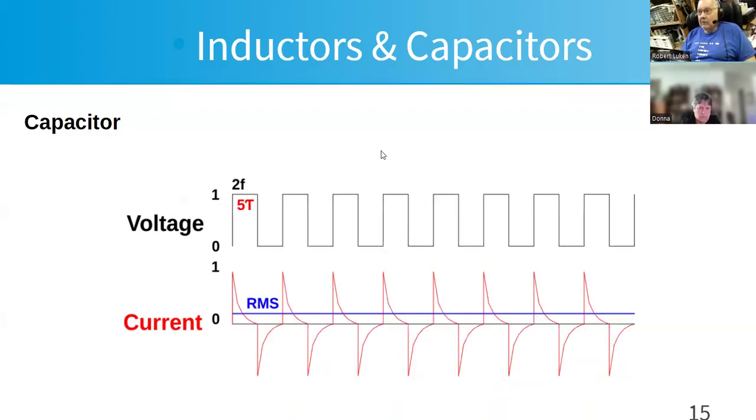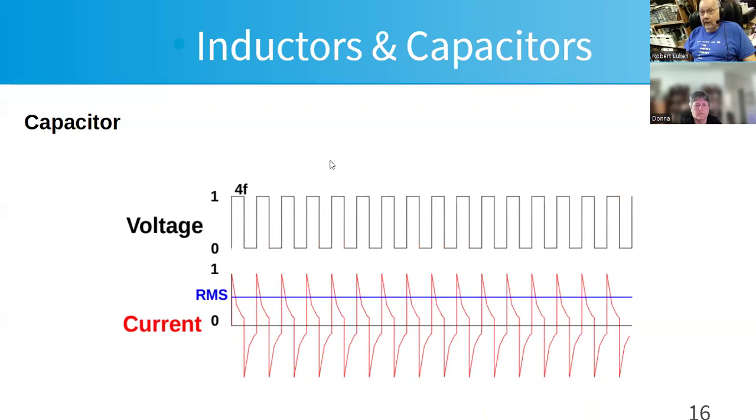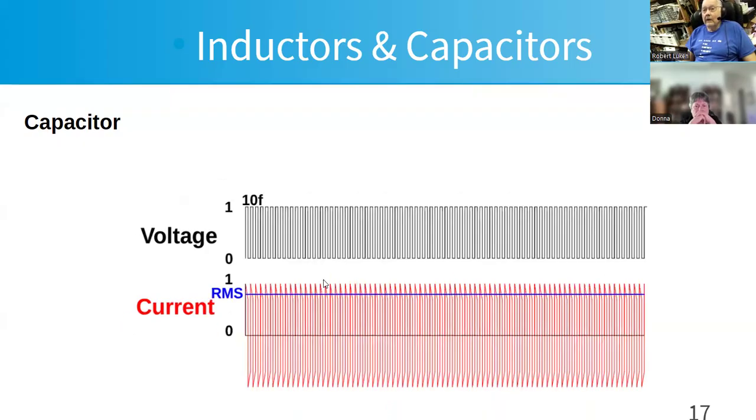So when we double the frequency, in this case, we're still charging it, but our RMS value came up a little bit. When I go 4 times, I have maybe double the RMS. When I go 10 times, and these are my best approximations. I didn't actually calculate this.